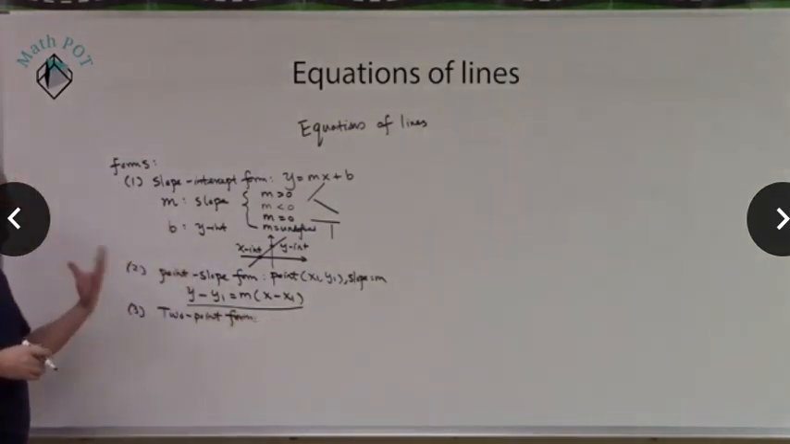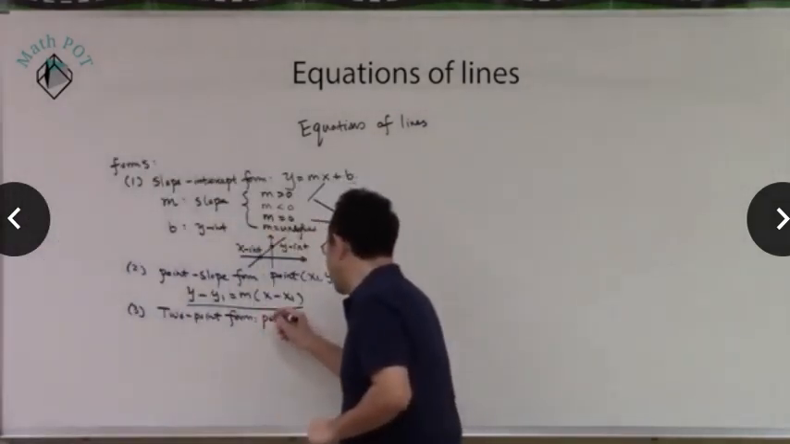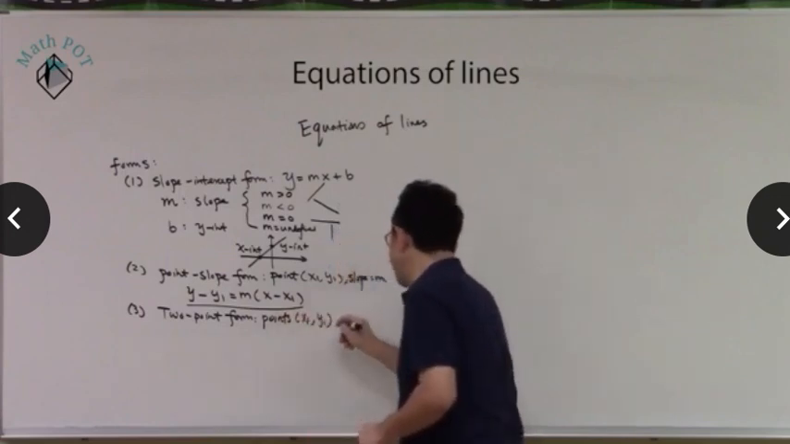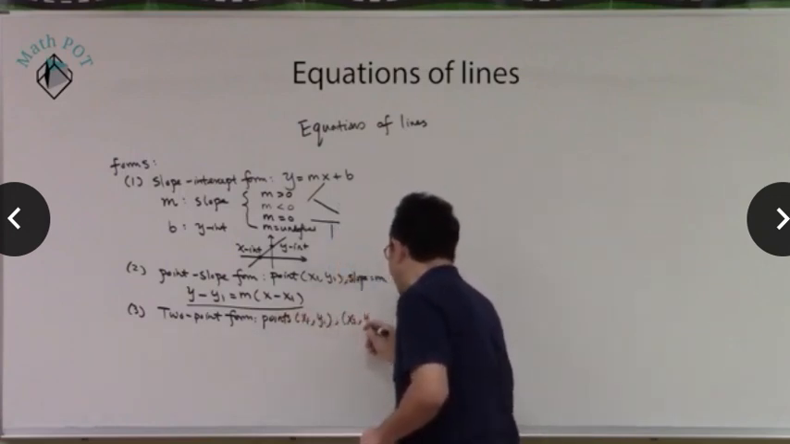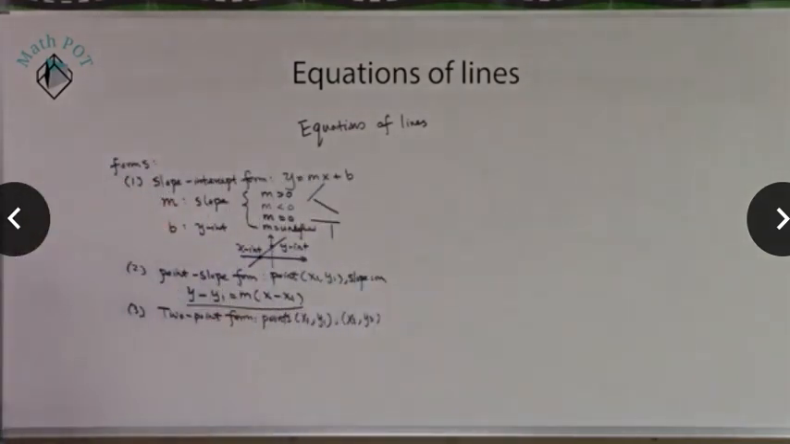So clearly, we have 2 points passing through. Let's call the first point x1, y1, and the next point x2, y2. Let's see how to build the equation of a line passing through those 2 given points.